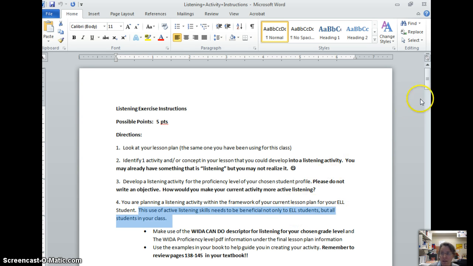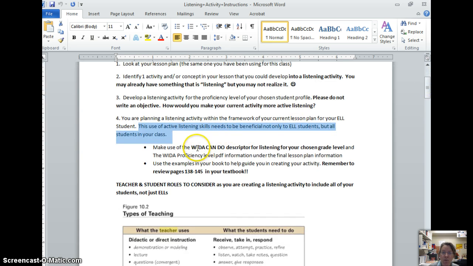So you're going to make use of the WIDA can-do descriptors for your chosen grade level. You're going to use the examples in your book to help guide you in creating your activity. Remember to review pages 138 through 145 in your textbook for listening. Okay? Incorporate at least one of those activities into your listening exercise.